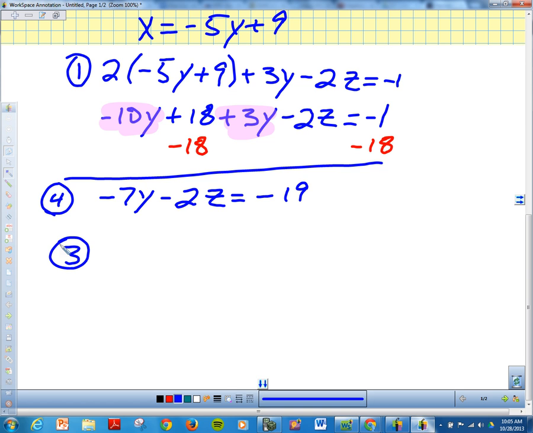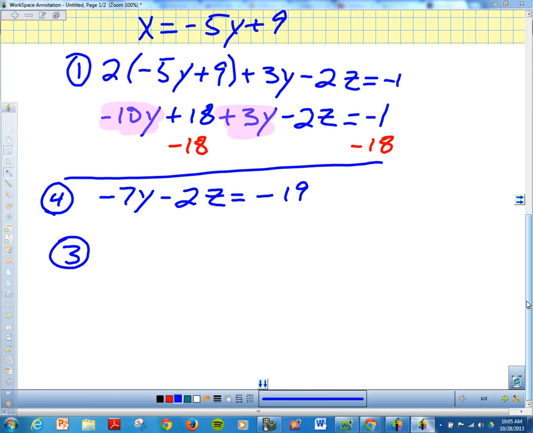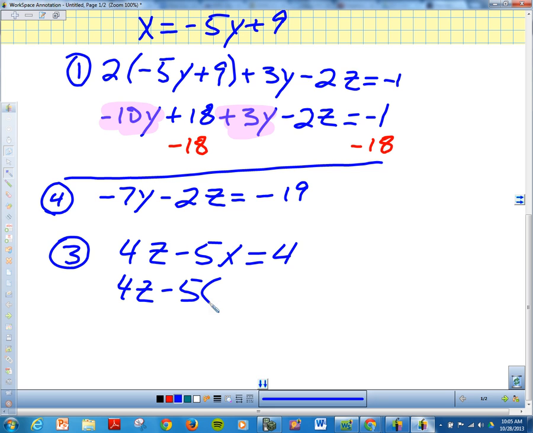So that third equation was 4z minus 5x equals 4. So I'm going to rewrite 4z minus 5x equals 4. And then I'm going to plug in this x equals negative 5y plus 9 into this equation. So I have 4z minus, well, because we solved number 2, you have to plug it into the other two equations. So in this problem, yes, you have to. Essentially, yes, you will use all the equations.